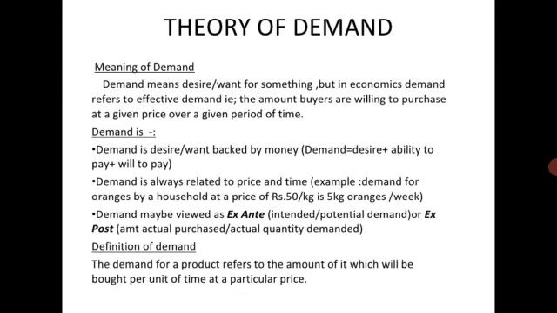Suppose the demand for oranges by a household at a price of 50 rupees per kg is 5 kilos of oranges per week. Demand may be viewed as ex ante and ex post demand. Ex ante means intended or potential demand, while ex post means the actual demand. So demand arises at the situation of the price.